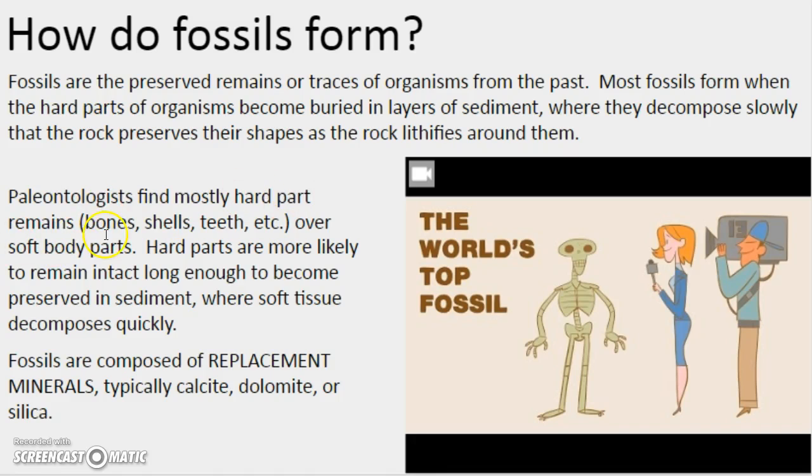Paleontologists mostly find hard remains, bones, teeth, shells, over soft body parts. Hard parts are more likely to remain intact long enough to become preserved in sediment, whereas soft tissue decomposes quickly. And the fossils that we do find are actually composed of replacement minerals, typically calcite, dolomite, or silica.